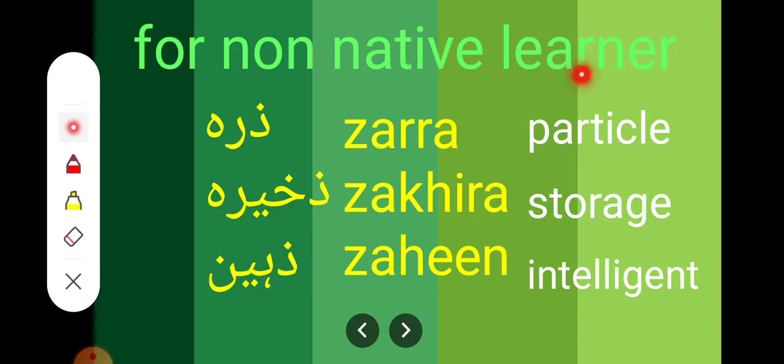For non-native learners: Urdu zarra, Roman zarra. In English, it is said to be particle. The smallest part of anything is said to be a particle. Zakhira, zakhira. Zakhira is said to be storage. Zaheen, Roman zaheen. In English, it is said to be intelligent.